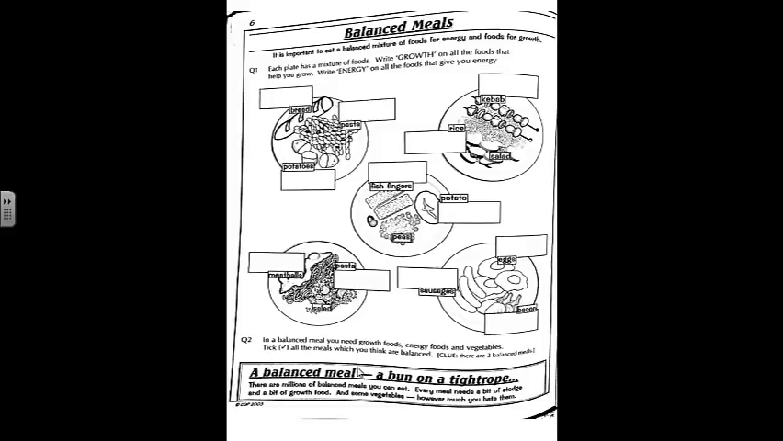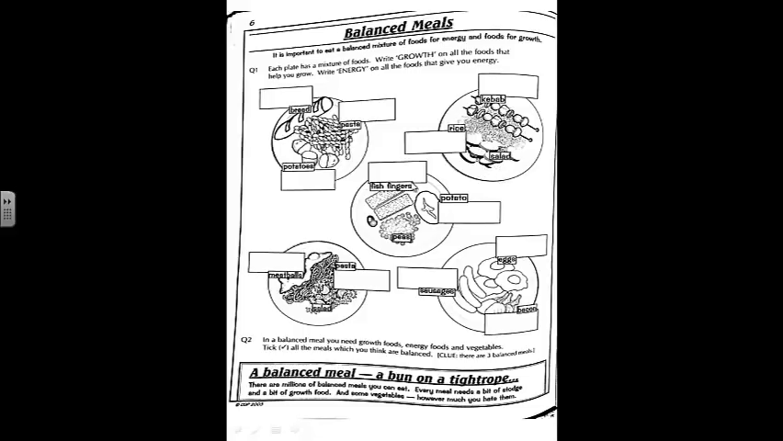Write growth on all the food that help you grow. Write energy on all of the food that give you energy. Bread, carbohydrate, energy. Pasta, carbohydrate, energy. Potatoes, carbohydrate, energy. Kebab, protein, growth. Rice, carbohydrate, energy. Salad as an extra.